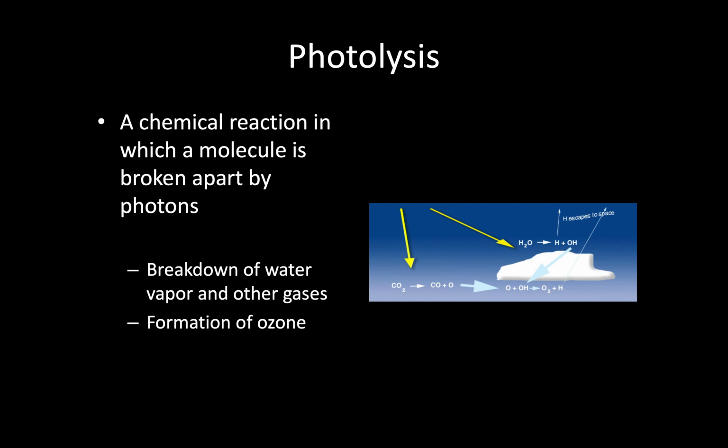A secondary way is through photolysis. Photo means light, lysis means breaking, so it literally means the breaking of light. And how this works is it's a chemical reaction in which a molecule is broken apart by light photons coming from the sun. So we can do this by the breakdown of water vapor or other gases like carbon dioxide, etc. Okay? And this is actually how we're going to get the formation of ozone.